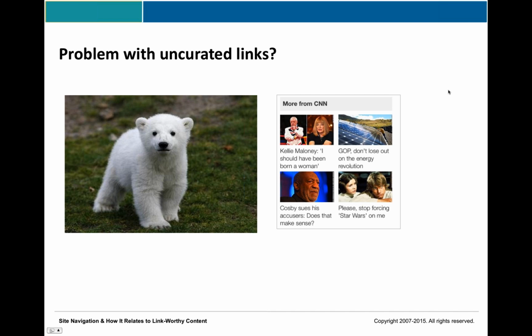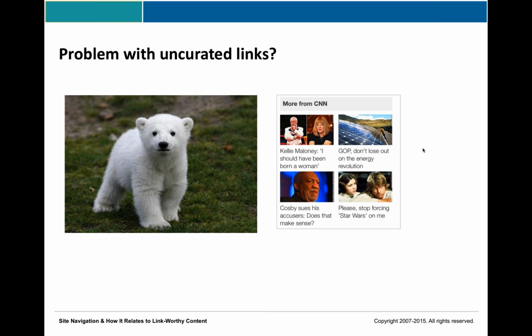Cool. Excellent. Here's another issue. So here's CNN again. Do any of you know Newt the polar bear? Newt the polar bear, my niece loves Newt the polar bear. Now, Newt the polar bear passed away, unfortunately, and they found out the reason he passed away was genetic reasons. But look at what they put, more from CNN. What does Bill Cosby have to do with Newt the polar bear? I think he slipped the polar bear a roofie.